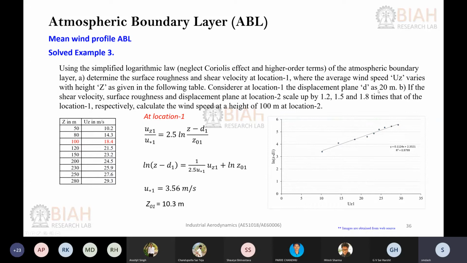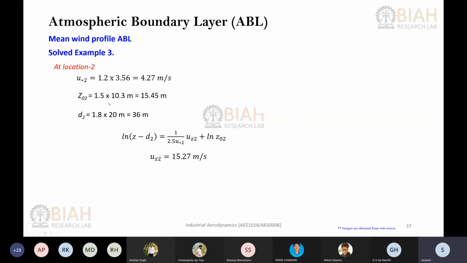So this corresponds to location 1: your shear velocity, your surface roughness, and the displacement plane is 20 meter. Now for location 2 you can find out accordingly. In the question it is already mentioned that u star 2, the shear velocity at location 2, will be 1.2 times the value at location 1. So that gives this. Similarly, z02, the surface roughness 2, you can get the value for location 2, and the displacement plane for location 2 you can also obtain, because this is already given in the question.